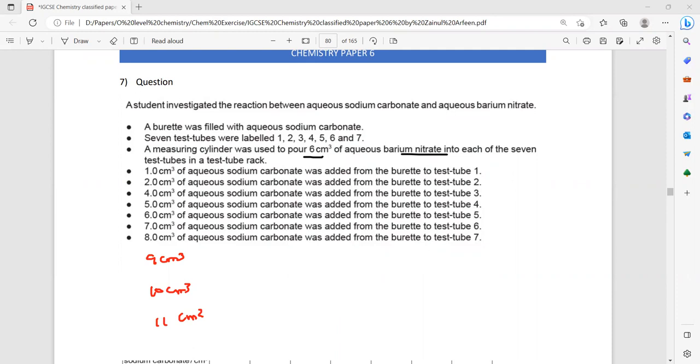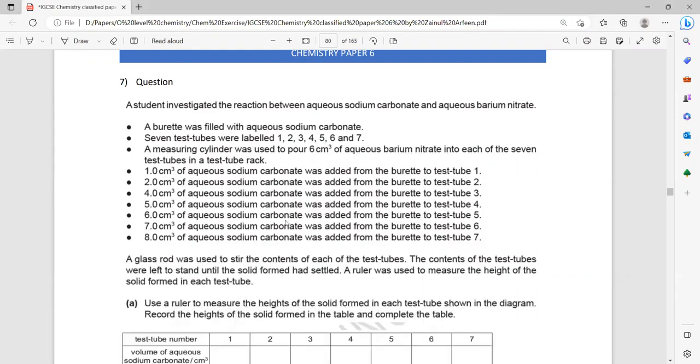So there will be no change in the precipitate because the barium nitrate is already completely used up when we carried out the experiment. As seen in the graph, the sodium carbonate becomes in excess. So there will be no further change in the height of the precipitate or the amount of precipitate.